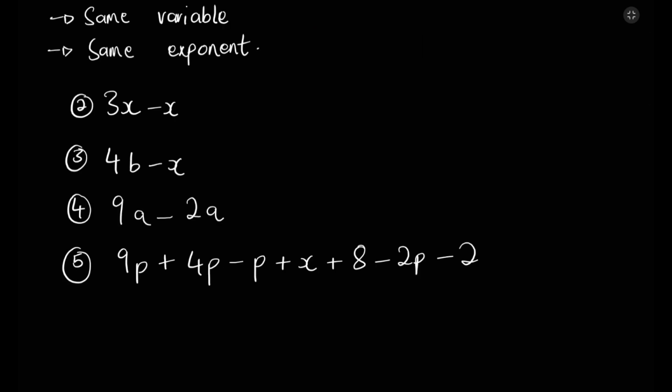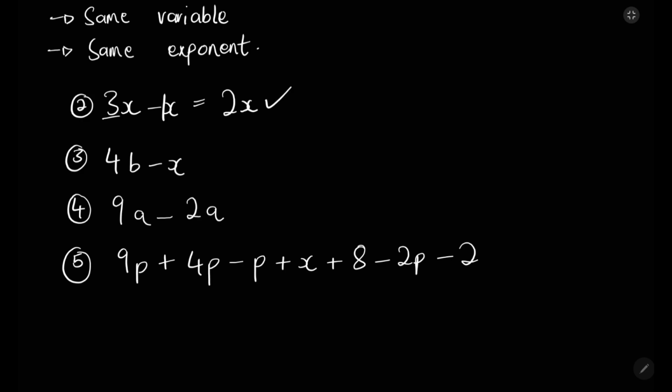Let's try 3x minus x. How do we solve this? Let's check if we have the same variable. We have x and x. Do you have the same exponent? We have to the power 1 and to the power 1. So we'll say 3 minus 1. You guys know that there's an invisible 1. So your answer is 2x.